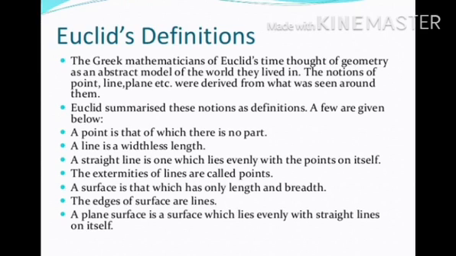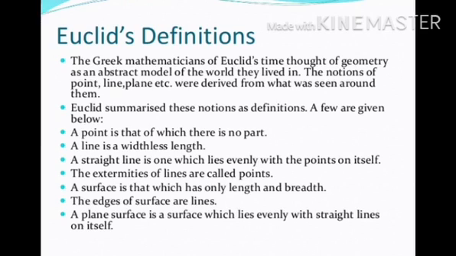Euclid's definitions. The Greek mathematicians of Euclid's time thought of geometry as an abstract model of the world they lived in. The notions of point, line, plane, etc. were derived from what was seen around them. Euclid summarized these notions as definitions. A few are given below.